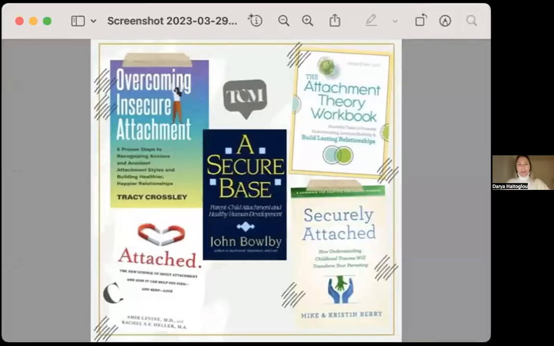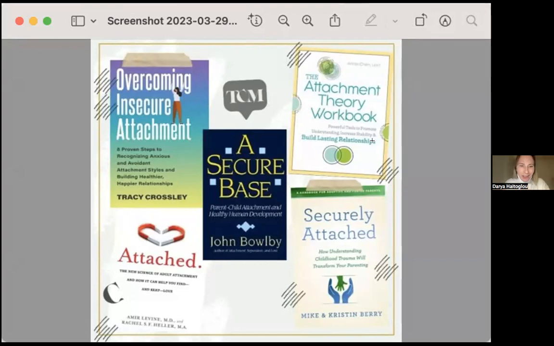And the final picture I wanted to show you is a set of books that you can read that can help you on this journey. So there are many books you can read about the different attachment styles. Of course, you can find John Bowlby's A Secure Base. It's a classic book, Parent-Child Attachment and Healthy Human Development. Or there's an interesting Overcoming Insecure Attachment by Tracy Crossley: 8 proven steps to recognizing anxious and avoidant attachment styles and building healthier, happier relationships.